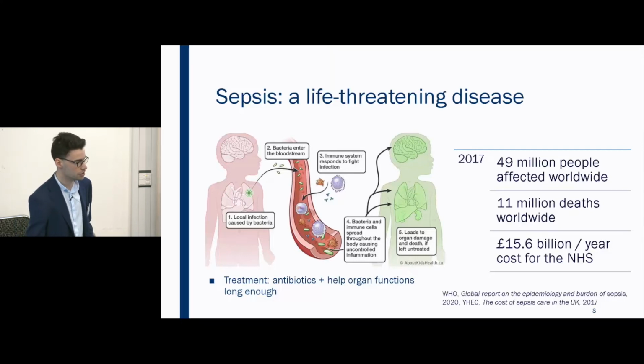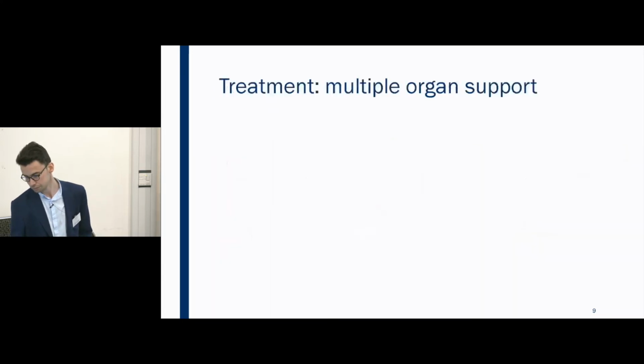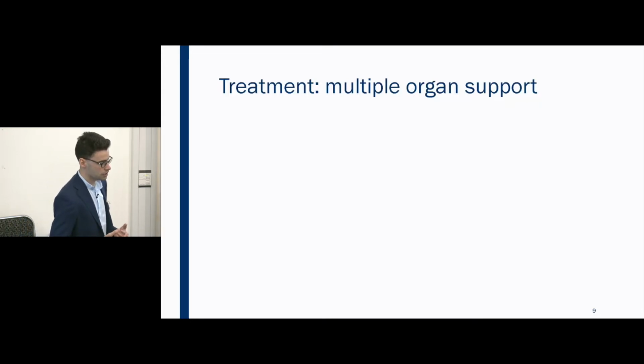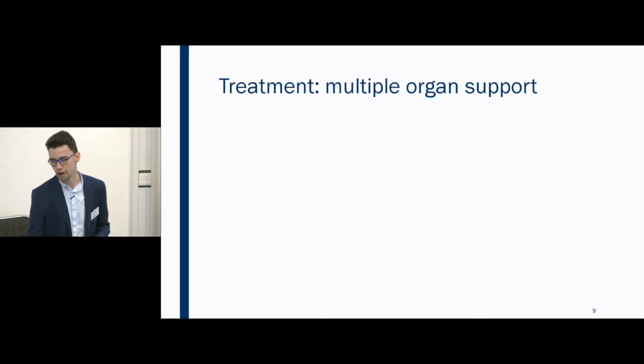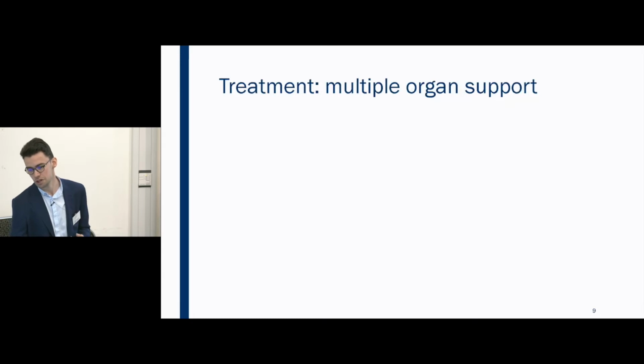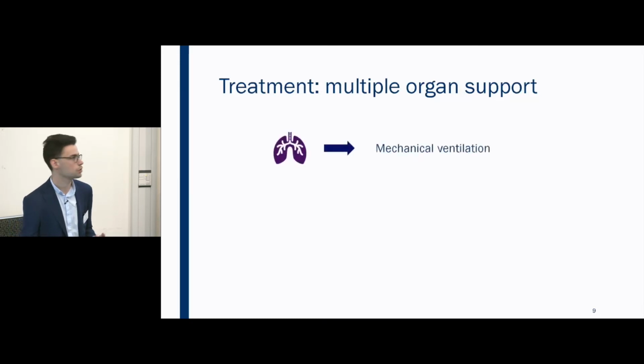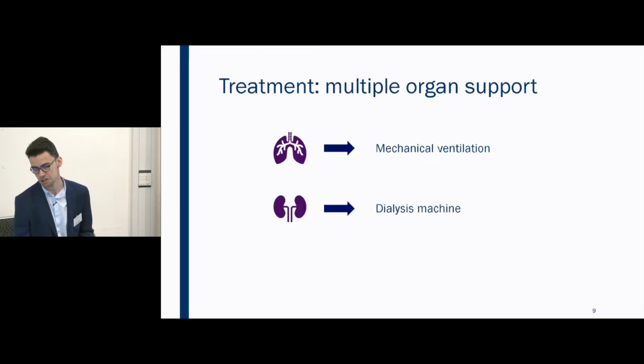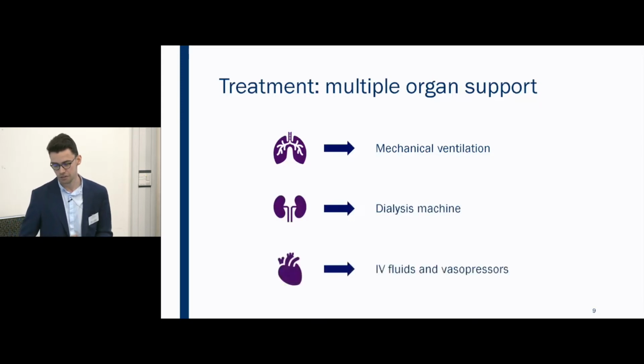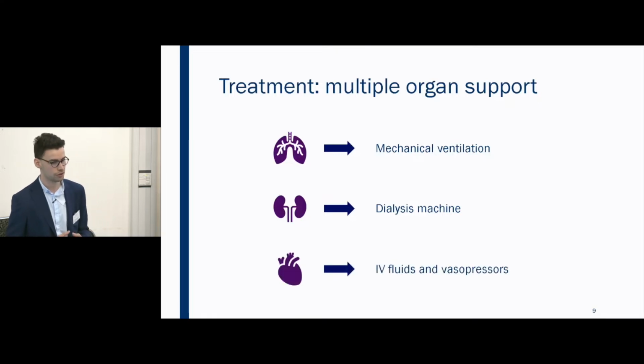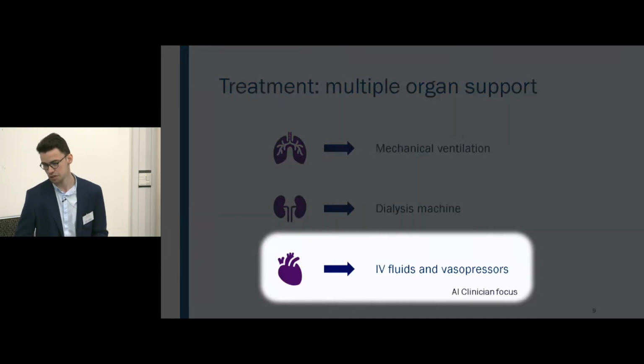So even improving a slightly little bit the outcome of sepsis could have a tremendous impact. The treatment of sepsis, there's the antibiotics that kill the infectious agent, but then organ function is being supplied to the patient. If their lungs have problems, they are put into mechanical ventilators. If the kidneys have problems, you have dialysis machines. If the heart and veins start to struggle, patients are given IV fluids and vasopressors. And it's on this exact bit of the treatment that the AI system that we're working on is focusing.